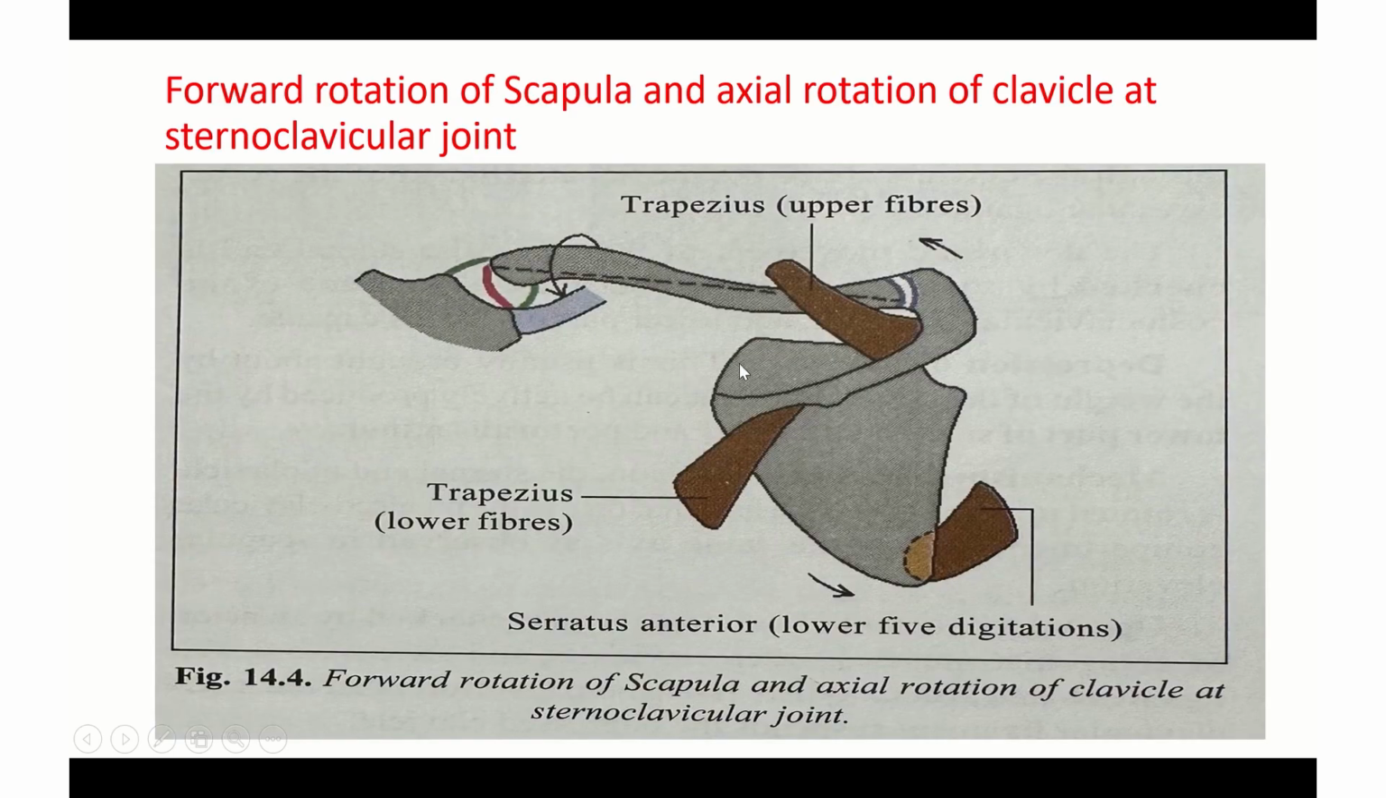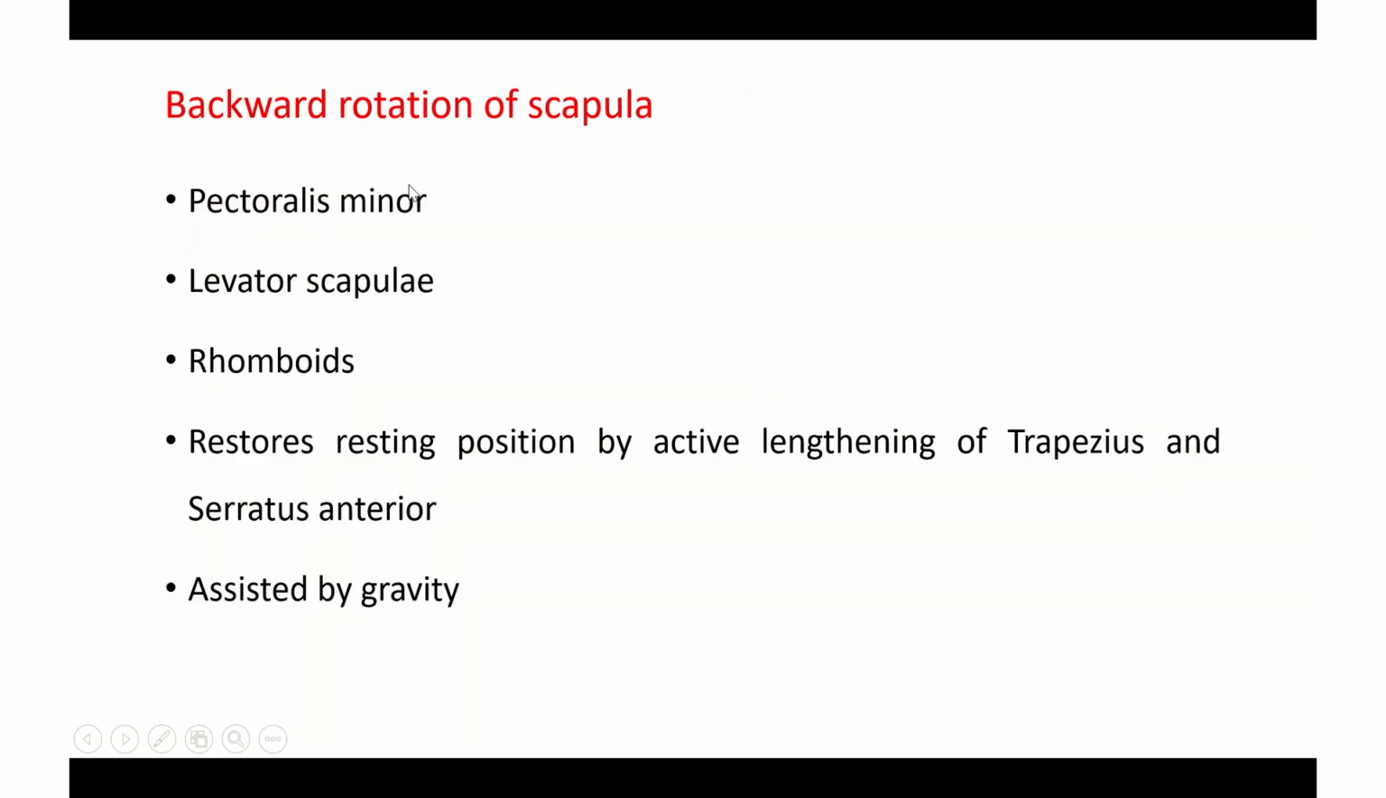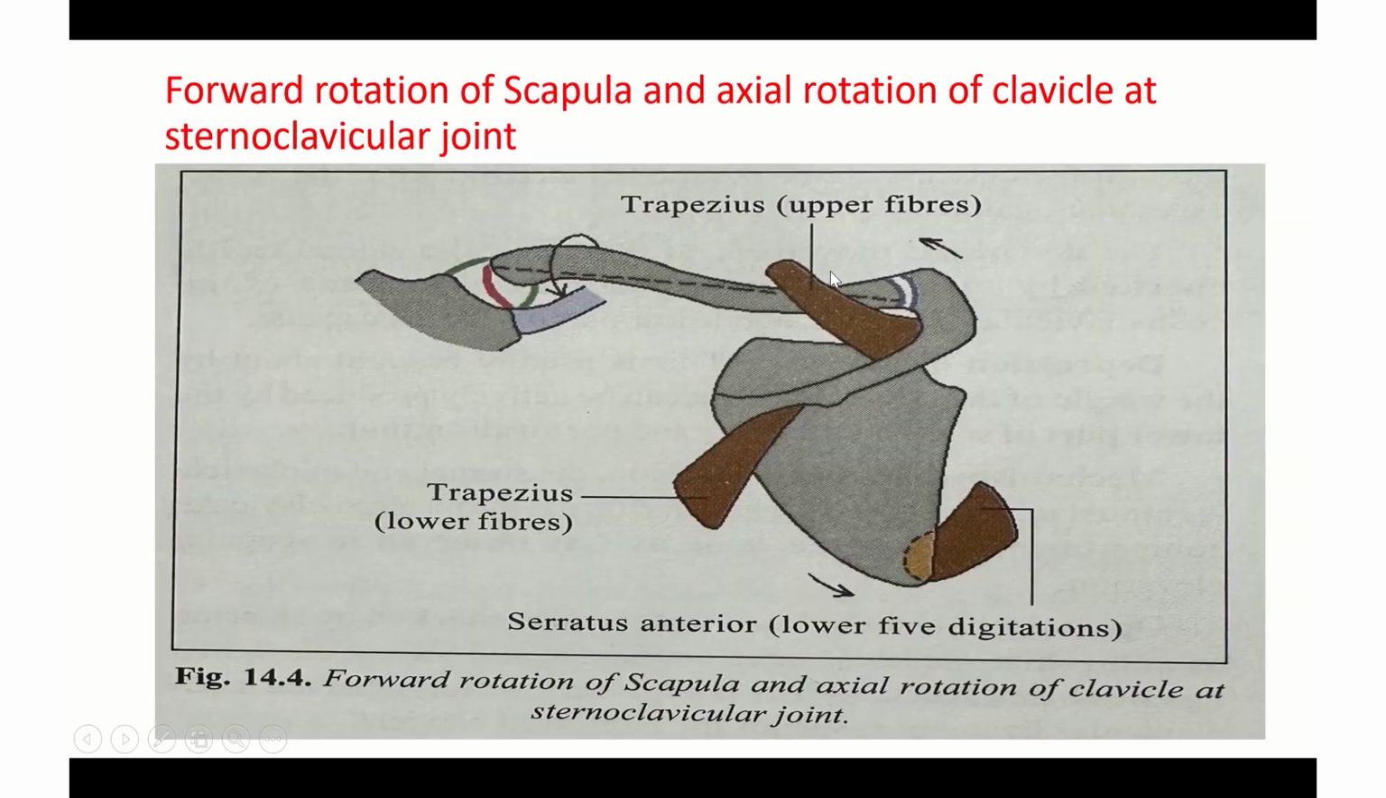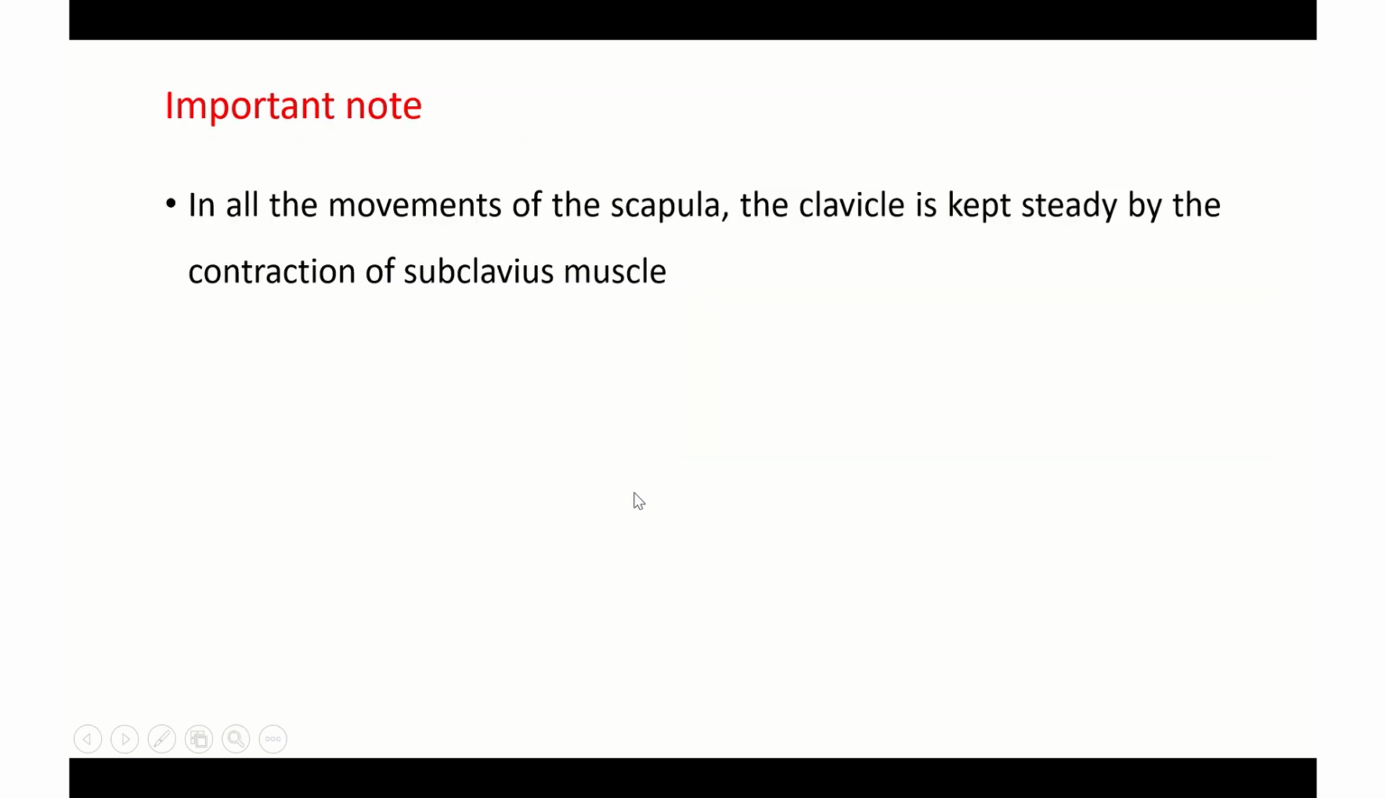So backward movement will be performed by these muscles: pectoralis minor, levator scapulae and rhomboids. So you can see levator scapulae and rhomboids are attached here. So when they pull it back, there will be backward rotation. So this is the most important point. In all movements of the scapula, the clavicle is kept steady by contraction of the subclavius muscle.